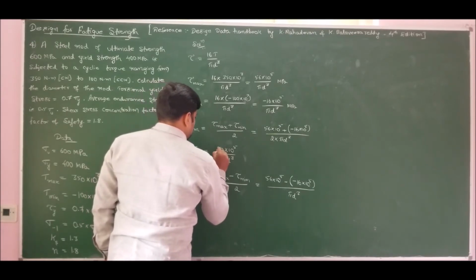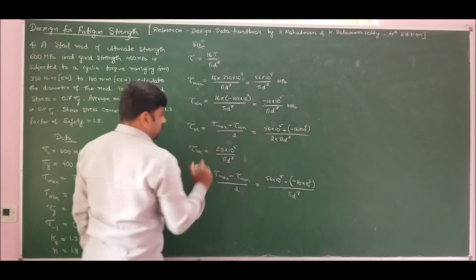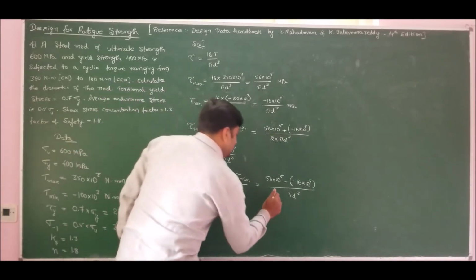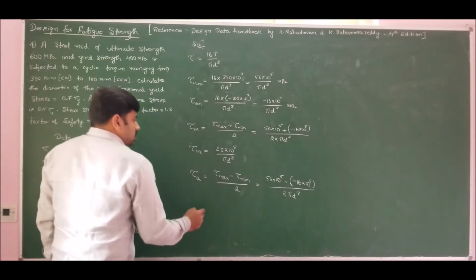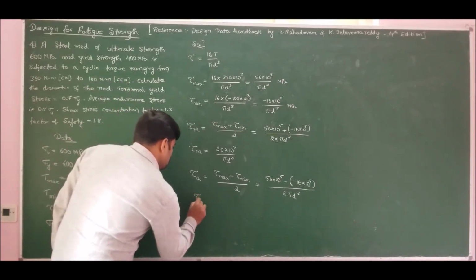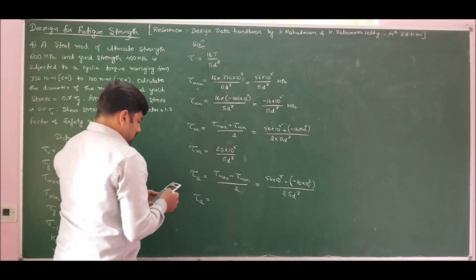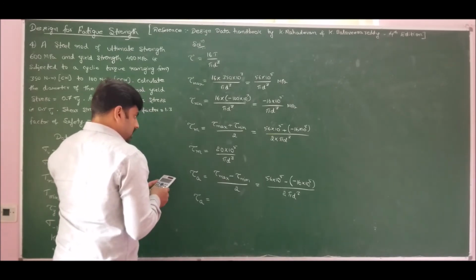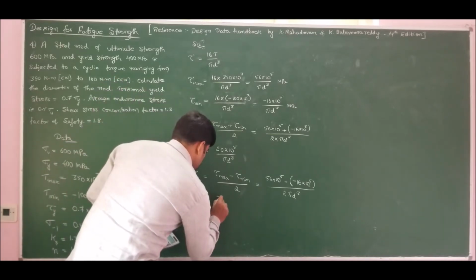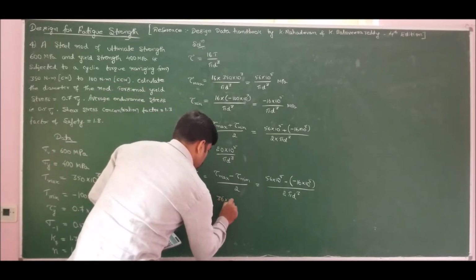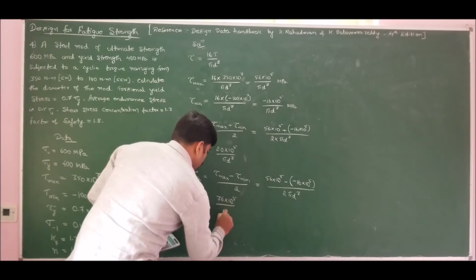Sorry, please make the correction. I will divide it by 2, I will get 20. So here also I should divide it by 2. Pi d cube is common. So therefore I will get amplitude shear stress as 56 plus 16 divided by 2, which is equal to 36 into 10 to the power of 5 by pi d cube.